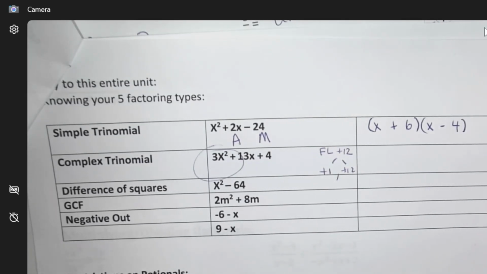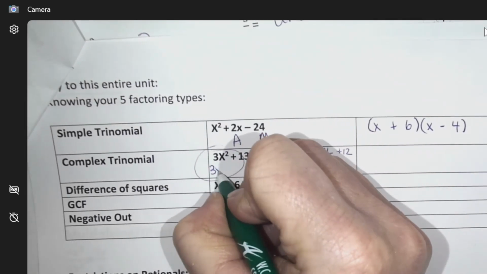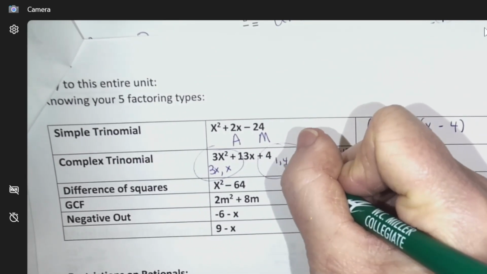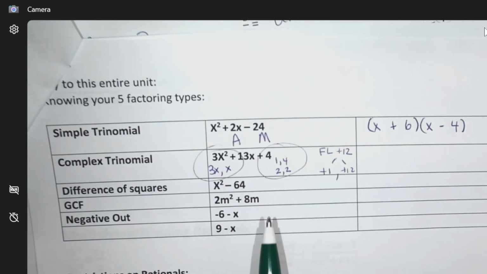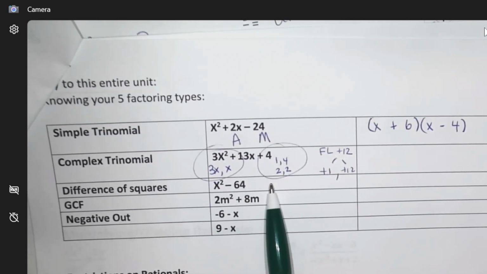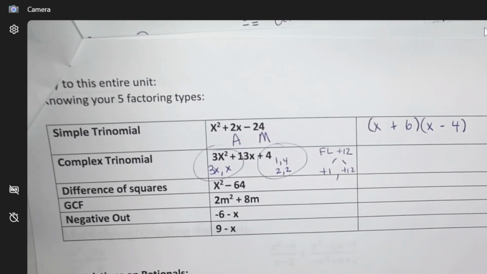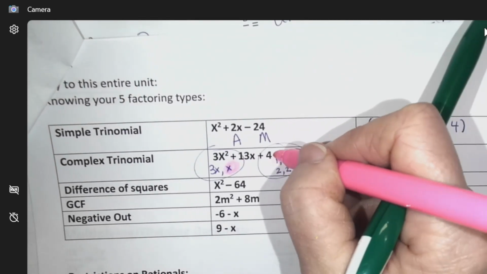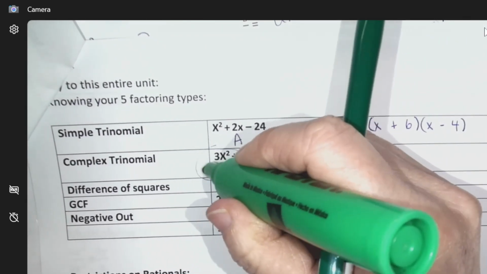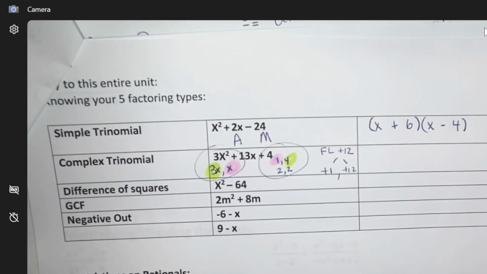Okay, so the F, I could do 3x times x. And then the 4, I could go with 1 times 4 or 2 times 2. But I'm looking for connectors that make a 1 and a 12. Did you find something that works for you?